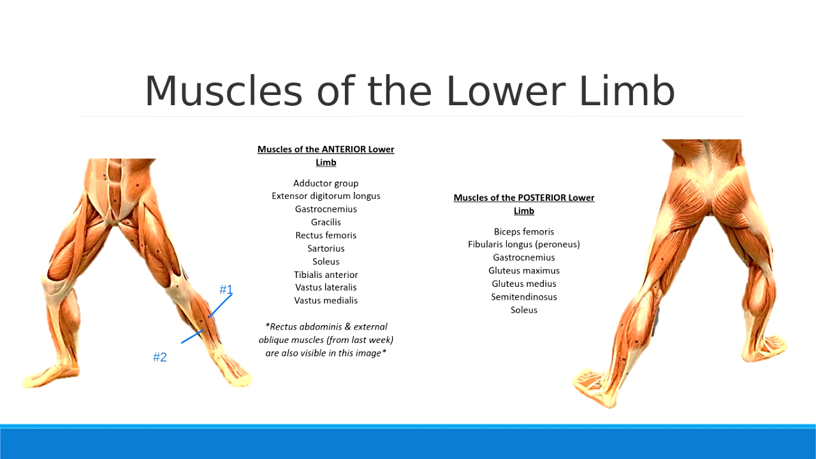So extensor, that's a long name, right? Props to you guys who typed me the whole thing. Digitorum longus. That's this one over here on the side, which means that the one that's a little bit more medial, the one that's right on top of the tibia, is tibialis anterior.